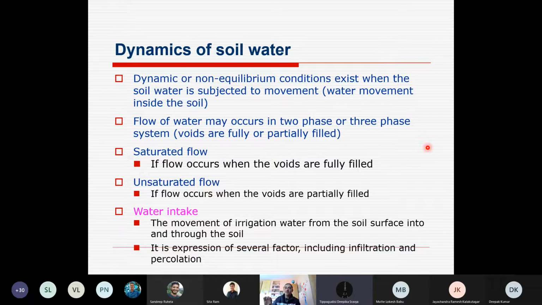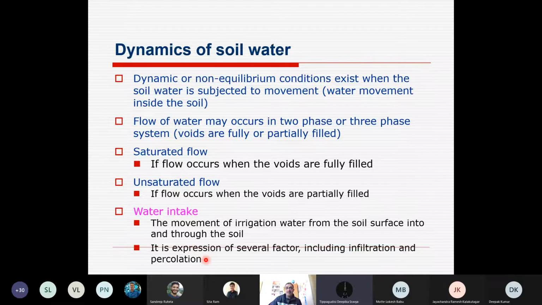And once water passes the root zone, it goes to the unsaturated zone and finally gets to the groundwater, either vertically down, or if it moves laterally or horizontally, it will come up somewhere where it gets a depression, like in channels or rivers maybe, and so on. So all these paths of water movement as well as direction are termed differently. So the movement of water for irrigation purposes from the top surface soil into and through the soil, that is water intake.